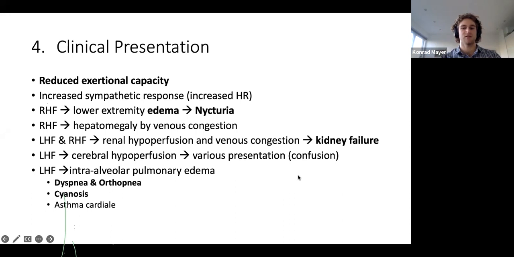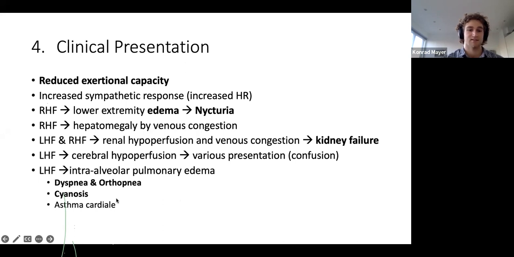So the kidneys are very susceptible and in big danger in heart failure. Another symptom is that patients can be confused. This can have various reasons, but for example, in left heart failure, they can have cerebral hypoperfusion. So if somebody's confused and has edema, think of heart failure.